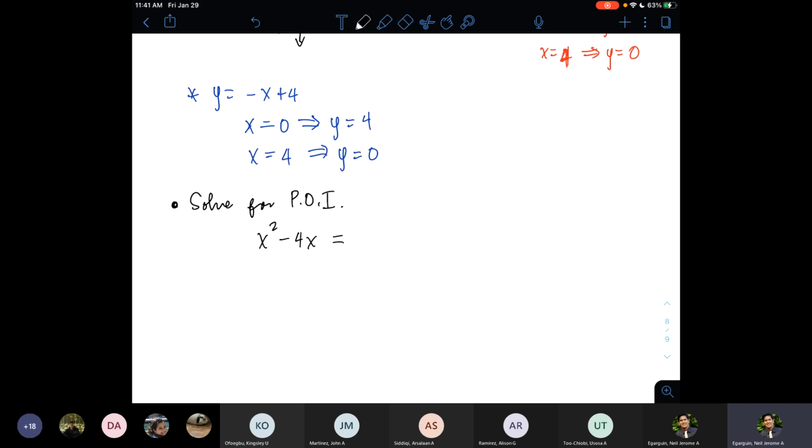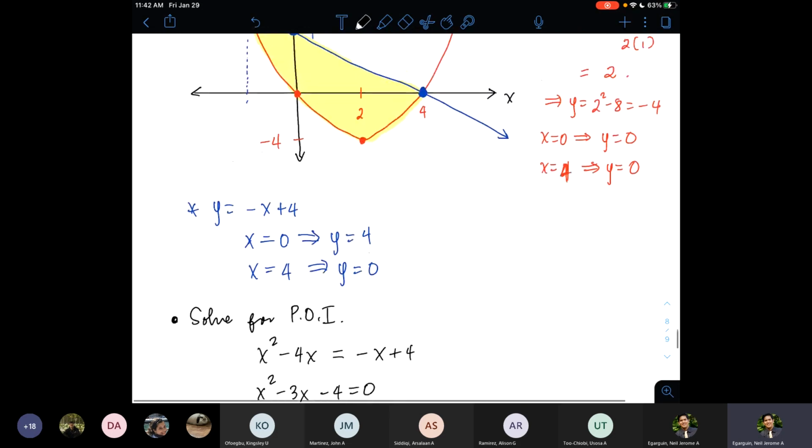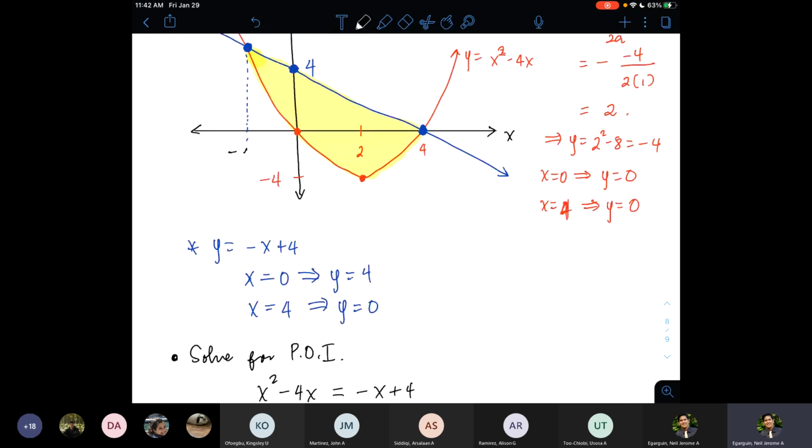So the parabola equals the line, okay? And then we'll have x squared minus 3x minus 4 equals 0. And then we factor, we'll get x minus 4, x plus 1 equals 0. That means x is negative 1 and 4, right? So that means this point of intersection here is x equals negative 1, okay?